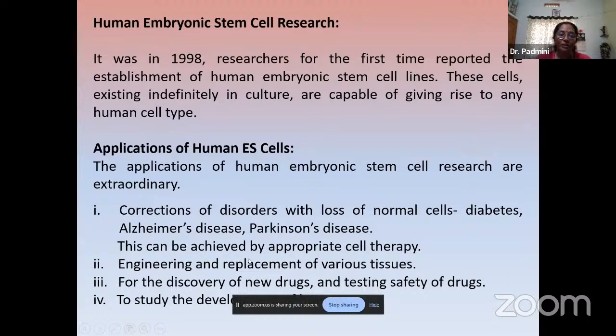Correction of disorders with loss of normal cells, that is diabetes, where insulin intolerance is occurring, so you can induce your cells to produce insulin. Alzheimer's, where there is a loss of memory cells and a memory loss, so you can also try to create some cells so that the Alzheimer's is reversed.